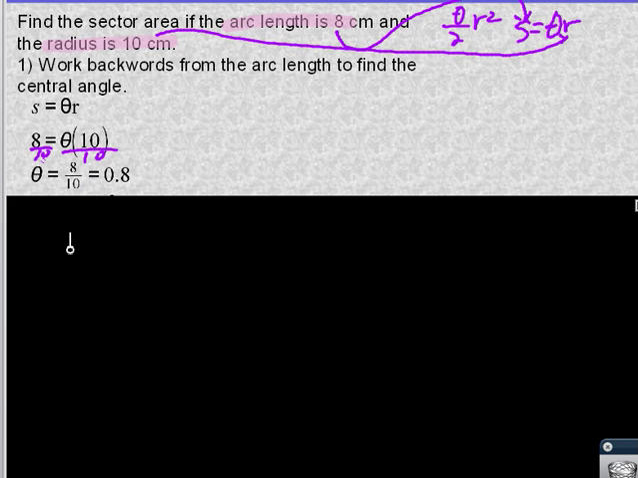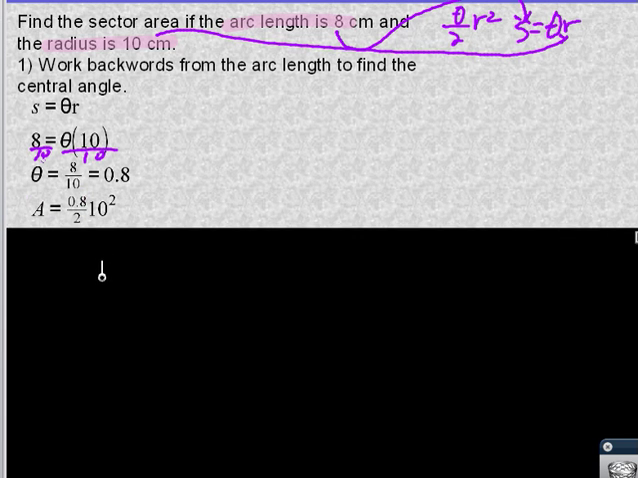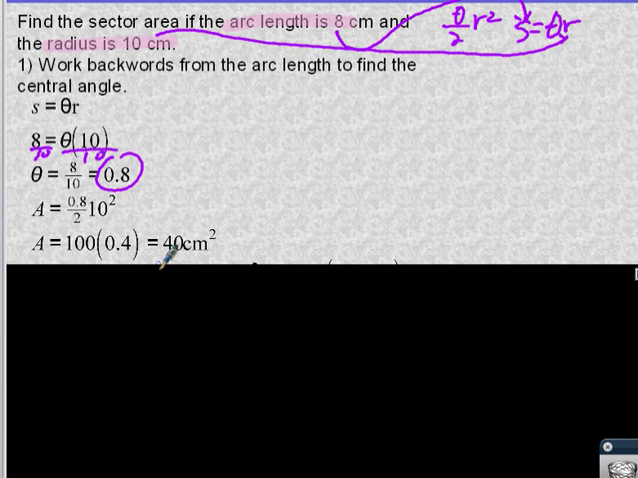Now we can plug that in to our area formula, and it's going to be in radians. This will be in radians, since we used the radian formula for arc length, so we can just plug it right into the radian formula for sector area. So 0.8 divided by 2 times radius squared, which is 10, and you end up with 40 centimeters squared. So you had to do a few steps to get to the information you needed to find the sector area.